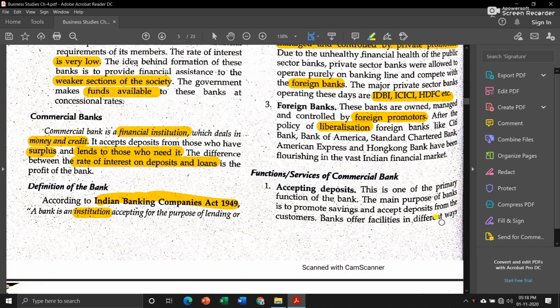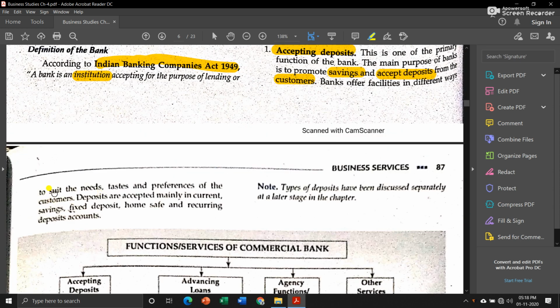Now let us see some functions or services of commercial banks. The first and foremost important function is accepting deposits. This is one of the primary functions of the bank. The main purpose of the bank is to promote savings and accept deposits from customers. Because of banks, we have developed the habit of saving. Banks offer facilities in different ways to suit the needs, tastes and preferences of customers. Deposits are accepted mainly in current, savings, fixed deposits, home safe and recurring deposit accounts. These are the different types of accounts that we can have in any commercial bank. These things we will also be discussing in detail in this chapter.